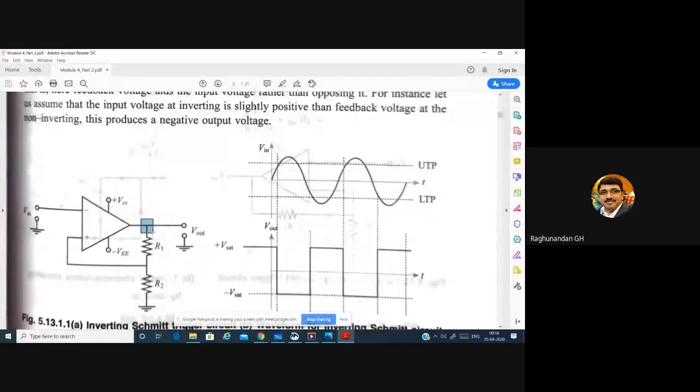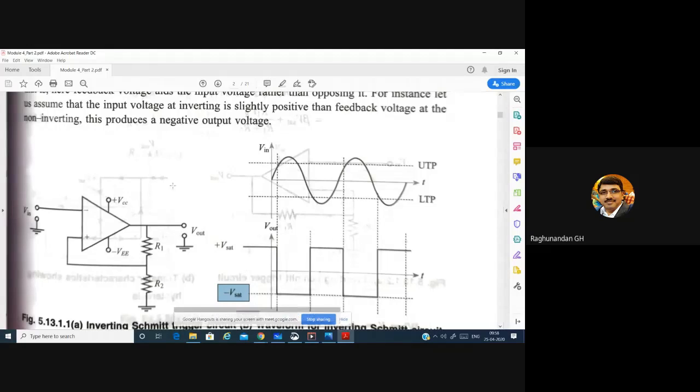Yes, Seema. Minus VEE to plus VCC, sir. Yes, so either it is plus VCC or minus VEE. Plus VCC is taken as plus V saturation, and minus VEE is taken as minus V saturation. See the output possible values: plus V saturation or minus V saturation. Only two levels are possible, and no other values are possible.